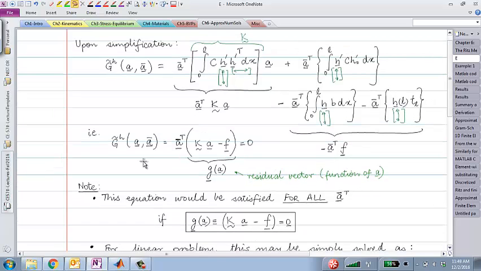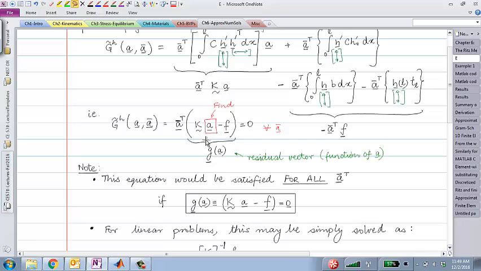And now the statement is: find real coefficients A such that this entire function goes to 0 for all A bars. Which is very easy to do, because if you can solve this part of the equation, then no matter what value of A bar you have, this functional will go to 0. Irrespective of the value of A bar, this function will go to 0 if you solve this part of the equation. And in this particular case, we had a linear problem.